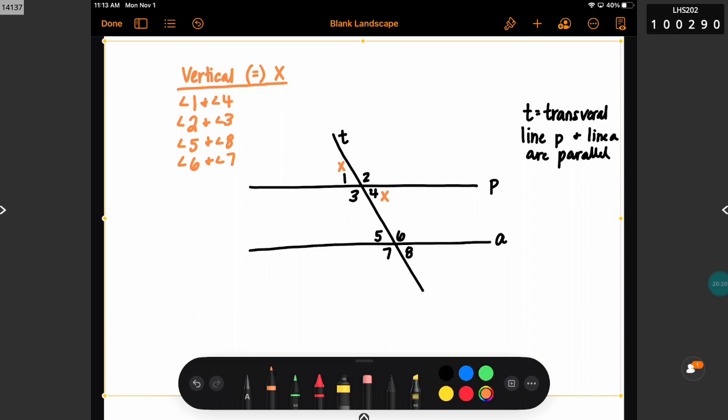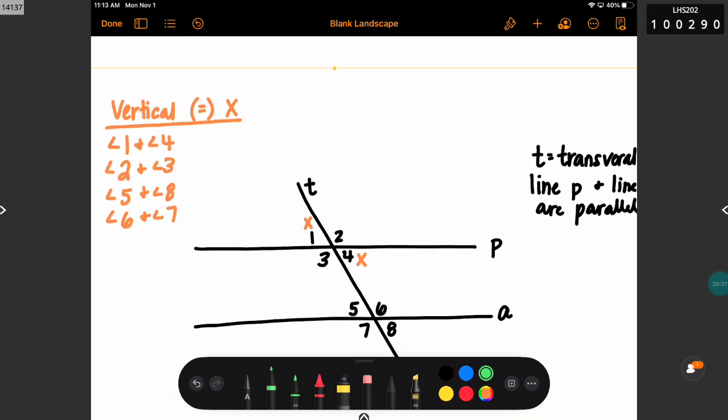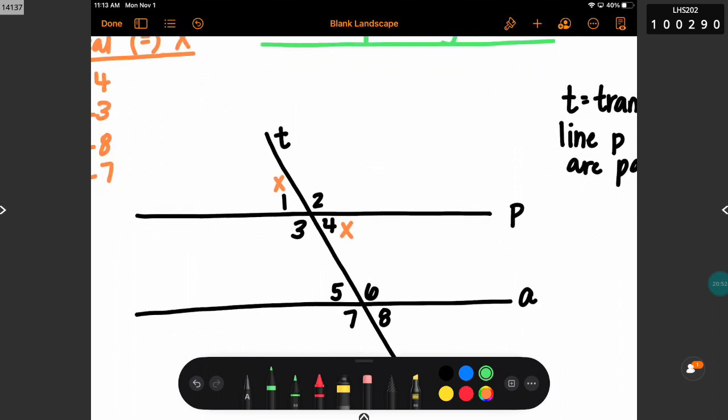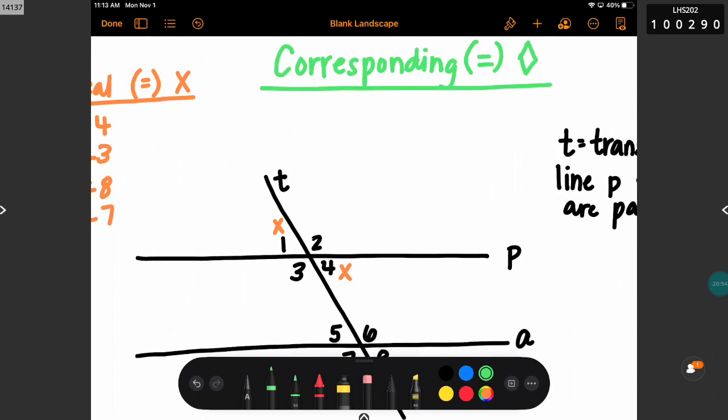All right. The next set I am going to is going to be corresponding. Corresponding angles are also equal in measure. And I'm going to represent these by a diamond. So I'm going to go with 2. So angle 2 is going to correspond with angle 6. Remember, this is where the translation takes place.